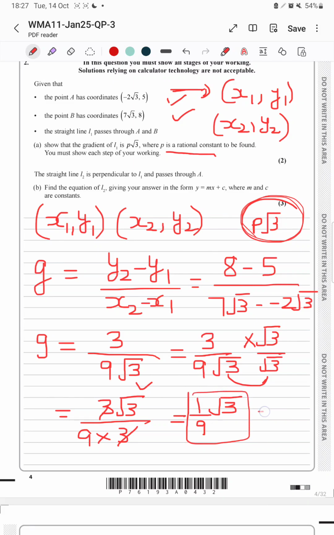Now see, this is in the form of p root 3 if you compare, and here p is equal to 1 by 9, not just 9, not just 1, it is 1 by 9, which is a rational number. So this is the first part of the question.